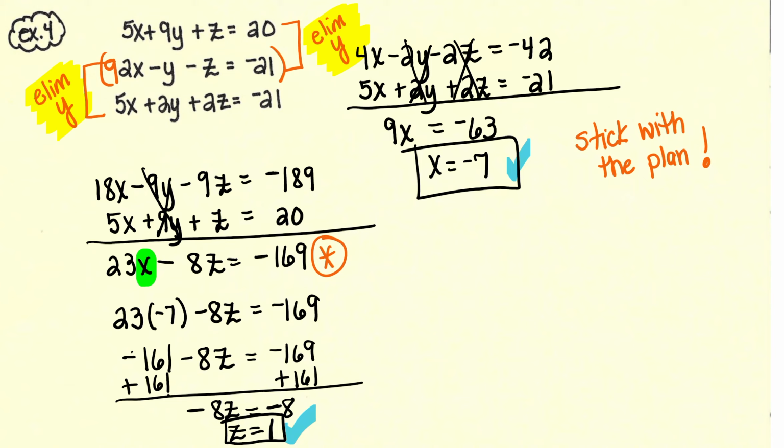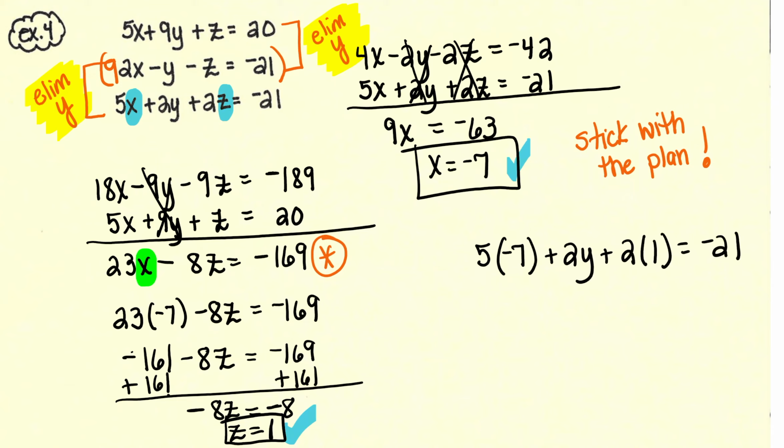the three original equations. It is completely your choice. I think I'll go to this bottom equation. I will plug that in for x, that in for z, and I will solve for my y. So 5, but where the x is, I'll put negative 7, plus 2y plus 2z is equal to negative 21. So that's negative 35 plus 2y plus 2 equals negative 21.